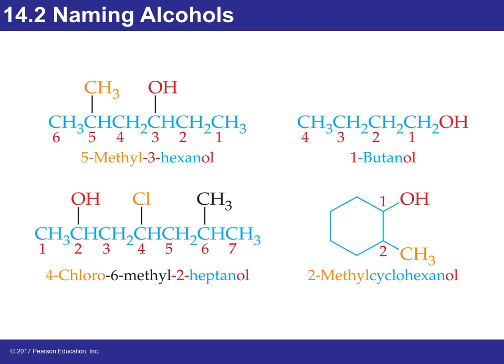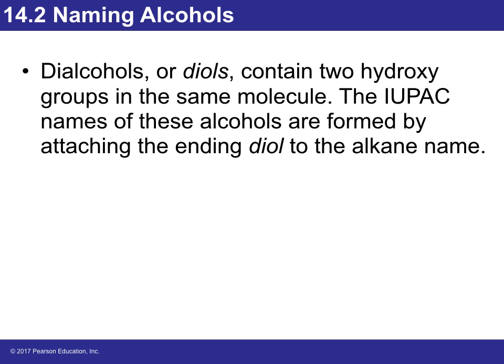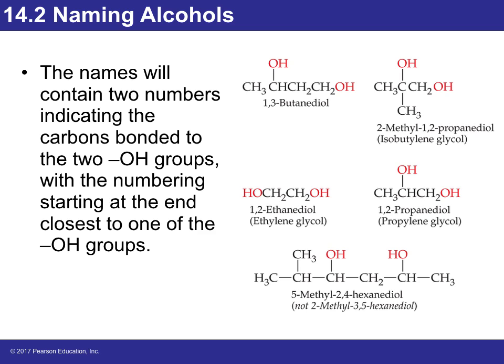Then things get a little bit more complicated when you get more than one OH. That's what we call dialcohols. We actually name them as diols. They have 2 hydroxy groups on the same molecule. How are we going to name them? Well, it's pretty simple. You're going to have 2 numbers that tell you where the carbons bonded to the 2 OH groups are placed. And you're going to start numbering at the end closest to one of the OH groups. So here in that example, 1, 2, 3, 4, butane, OH, butanol, 2 OH, butane diol.